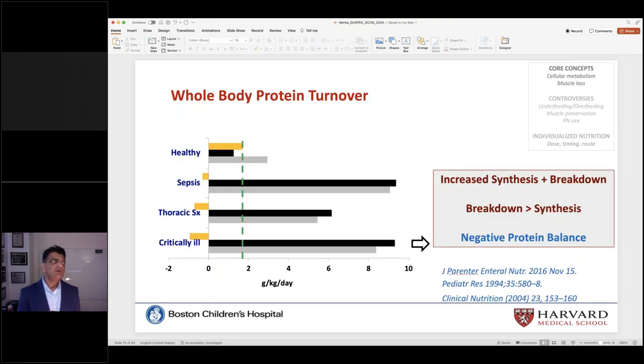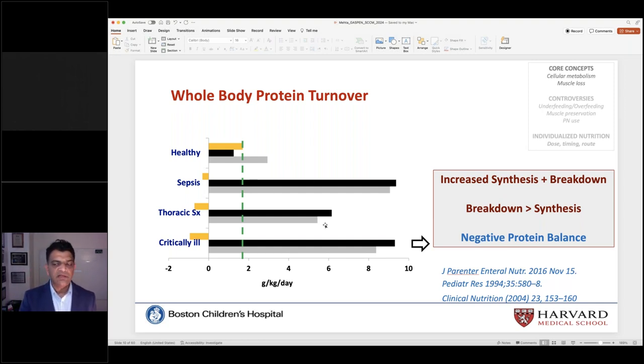Now, if you look at a variety of study methodology, here I show some using isotopes, which track protein metabolism. And these are data from ours and several other groups, which are summarized in the graph on the left. The graph shows you on top in healthy individuals, and below that, a variety of critically ill patients, sepsis, thoracic surgery, or just a general critically ill group. And what you see in the dark black bands is the muscle breakdown. In the gray bands is the muscle synthesis. And then the yellow band, which shows you the net protein balance.